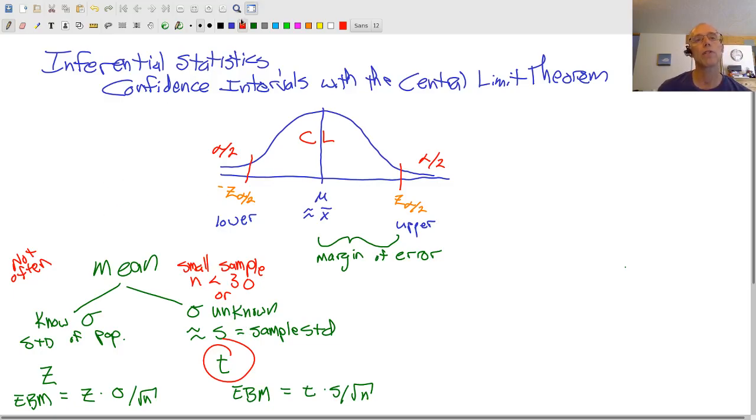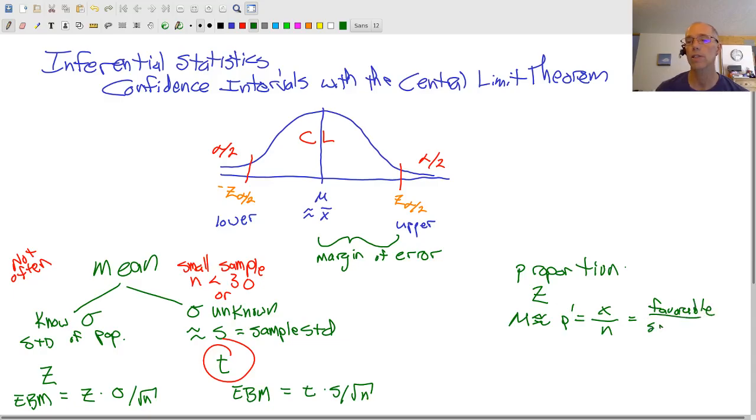The other kind of test we can do, or a confidence interval, excuse me, is for a proportion. And with a proportion, we're going to use z-scores. And the mean for a proportion is going to be approximated by the sample proportion we call p prime, which is the x, the number of favorable outcomes, over the total number of outcomes. Okay, so this would be favorable over sample size.